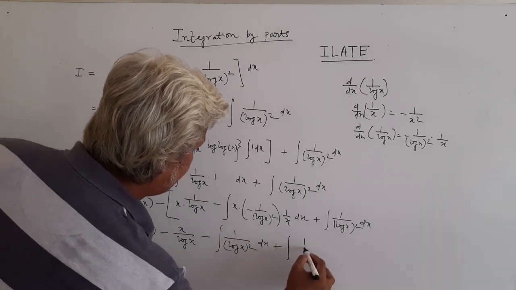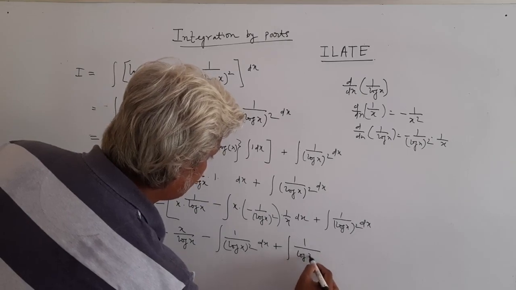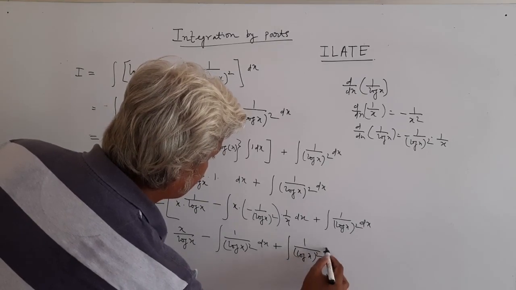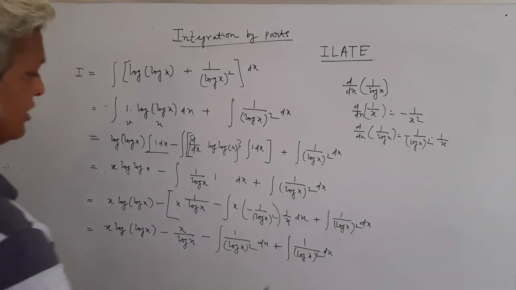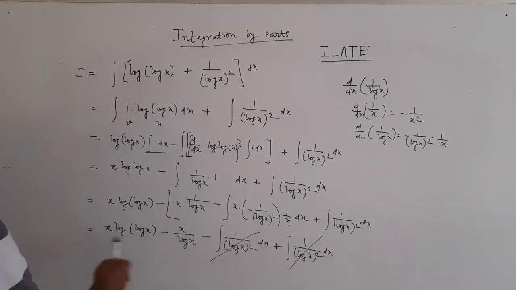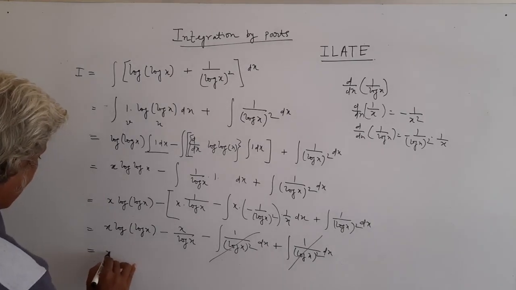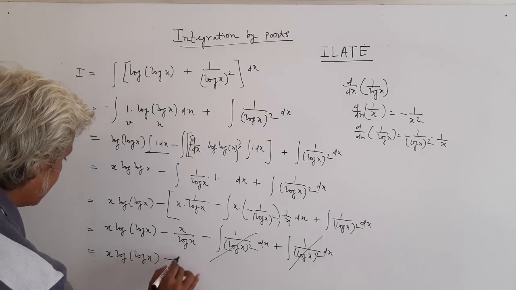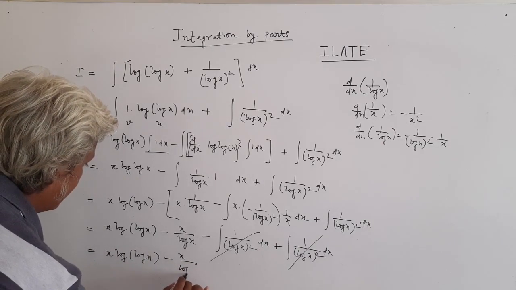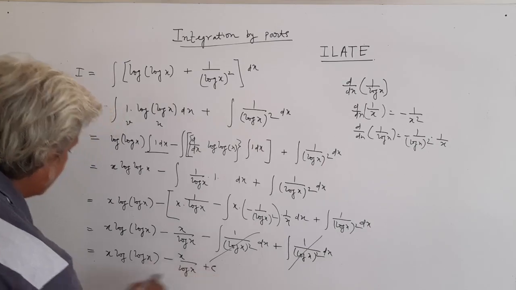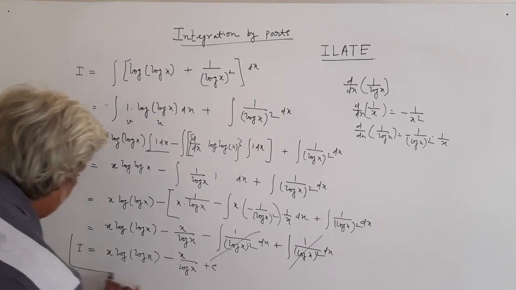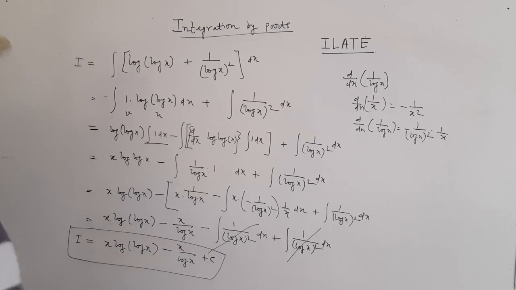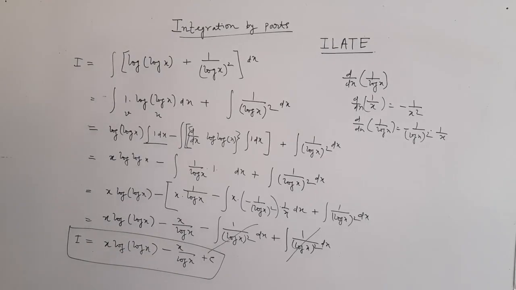plus integration of log x whole square. So now these two cancel each other, and what you get, just see here. So what you get, x log x minus x over log x. See, and this is my final answer. So this is how this particular special case can be solved.